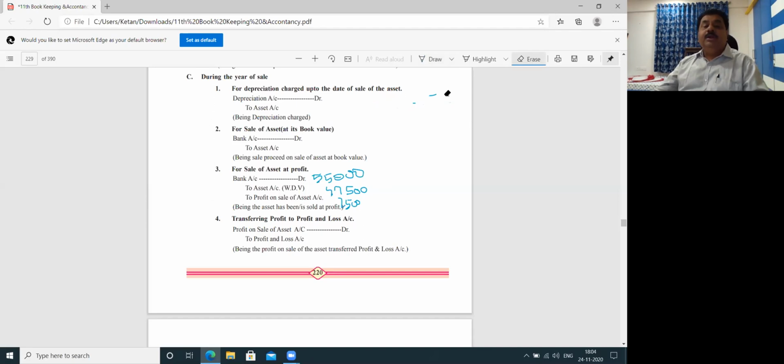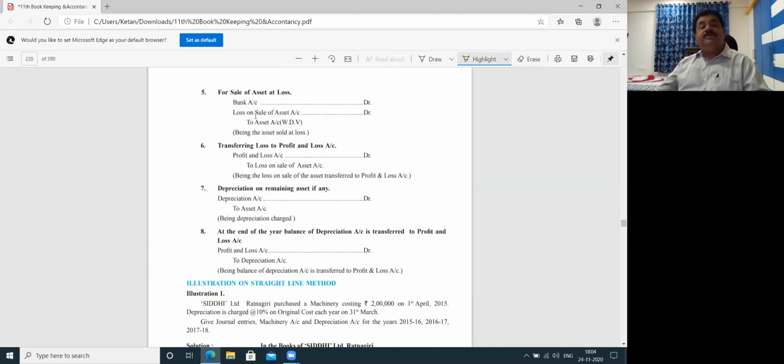Okay, now let us proceed further with the entries. Transfer of the profit to profit and loss account. If there is a profit, it has to be transferred to profit and loss account, because that is again a nominal account. So the entry is profit on sale of the asset account debit to profit and loss account. Now for the sale of the asset at a loss, if sold at a loss, let me give you the example. What was the written down value that came out just now?